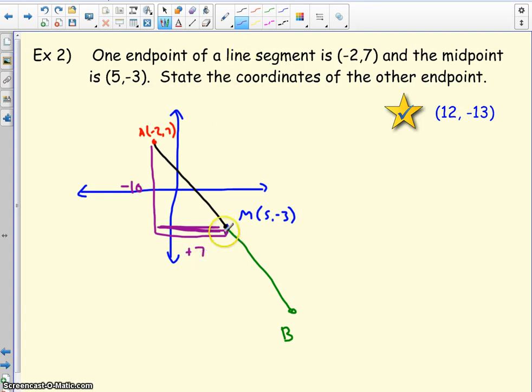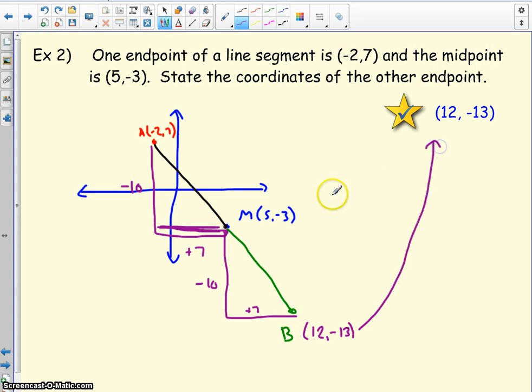If I go again by that same amount for x and y, I should get my new point, because again the midpoint's halfway between A and B. So if I go down another 10 and over another 7, how does that change my coordinates? For my x value, it's at 5 from the midpoint. If it adds 7, 5 plus 7 gives me 12. If my y value is -3, subtract 10 from that, I get -13. And that was my other endpoint.